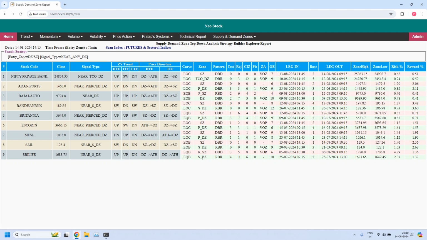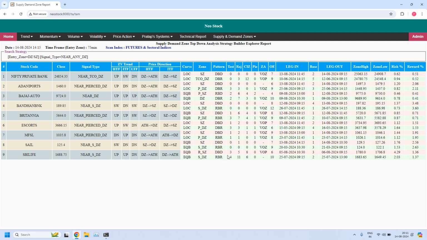And then SBI Life. SBI Life is also having a high liquidity 75 minutes demand zone and it is also having a high liquidity supply zone. Currently price is moving between these two zones. So if there is a fine tuned fresh 5 minute zone in any of these zones, and if prices are entering there, you can plan either long trade or short trade, even though it is near to the demand zone. You can look for the opportunities.